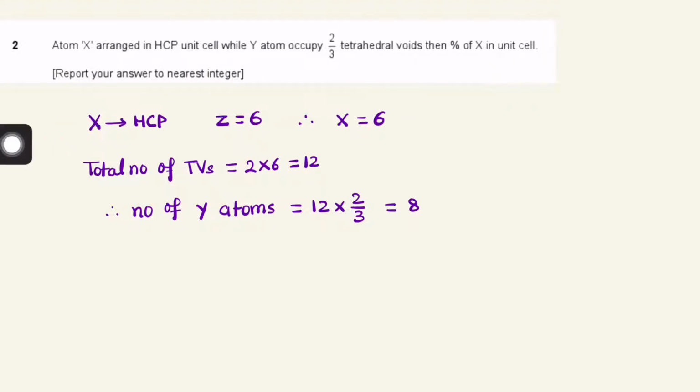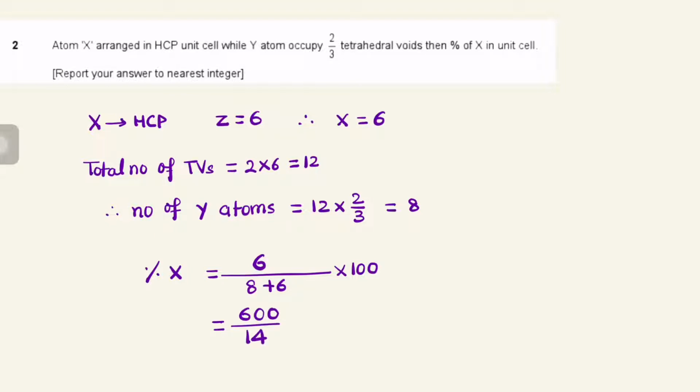Now they are asking the percentage of X in the unit cell. So percentage of X atoms is simply the number of X atoms, that is 6, divided by the total number of atoms, that is 8 plus 6, into 100. So this will be 600 divided by 14. If we just solve it, it will be around 42.857%, or we can round off to the nearest integer as 43%. So the correct answer should be 43%.